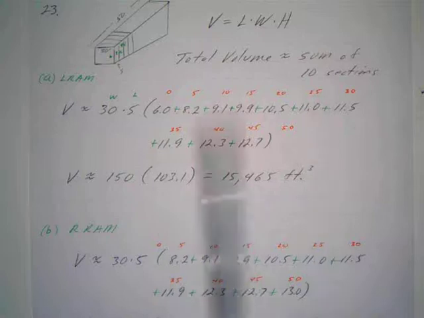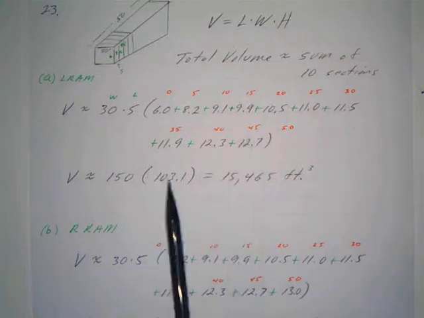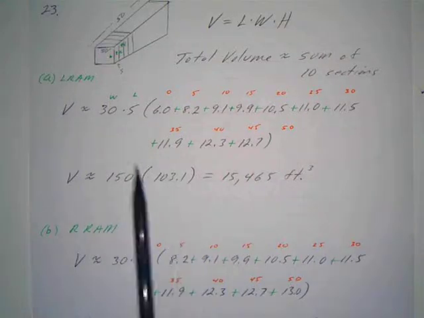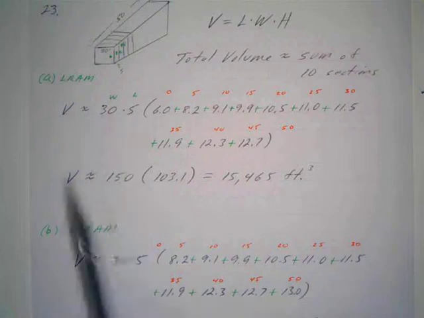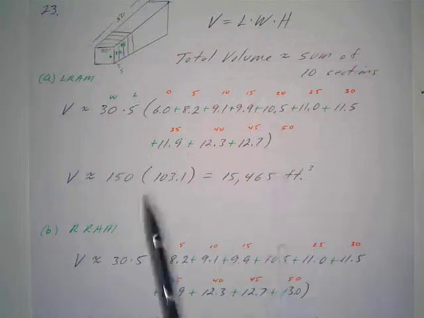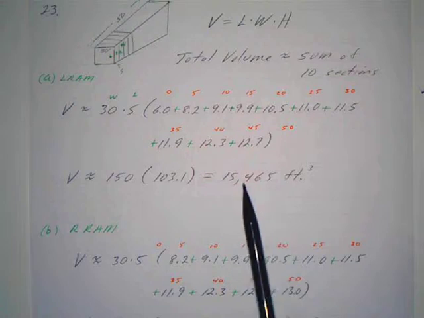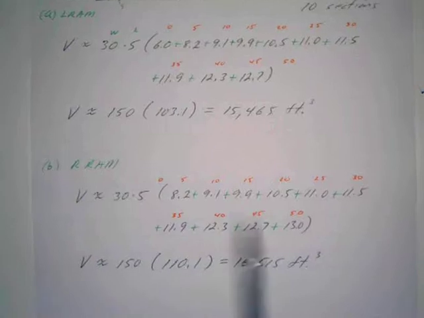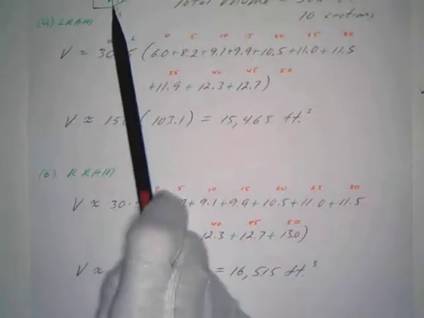So I could add all these up, and I got 103.1, and I multiply that by the 150. 30 times 5 is 150. And each of these would be feet, feet, and feet. So I would end up with 15,465 cubic feet.